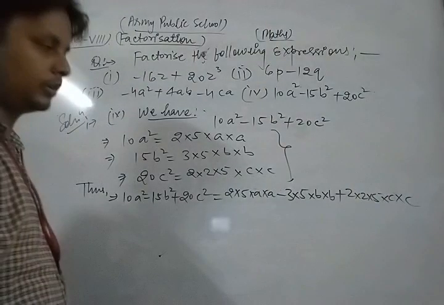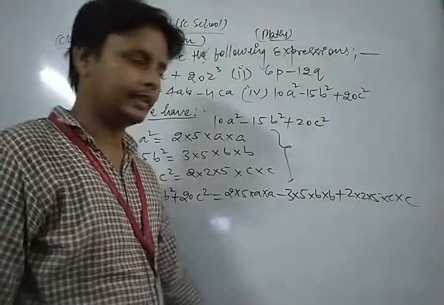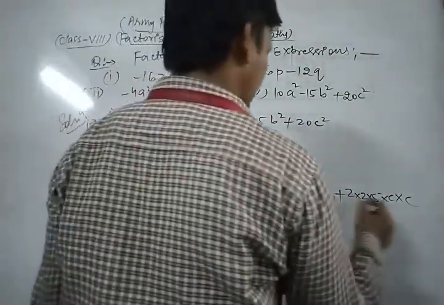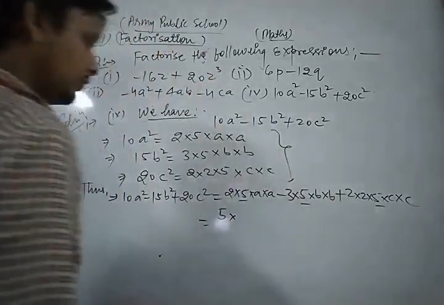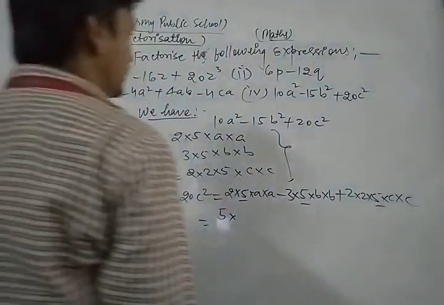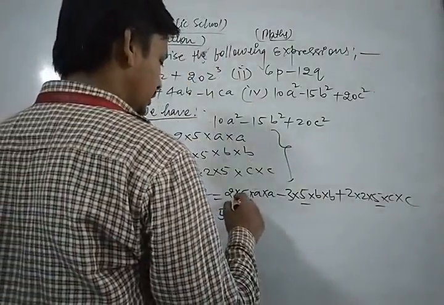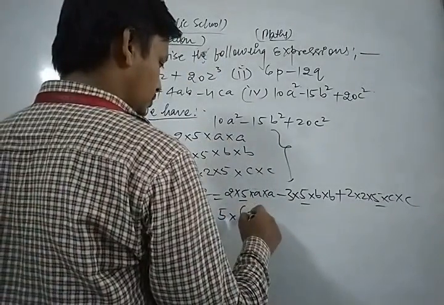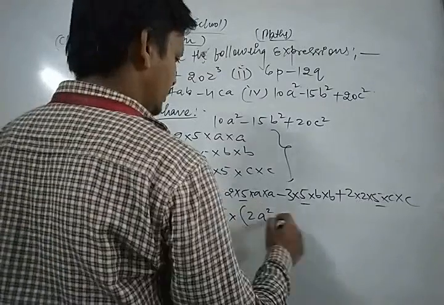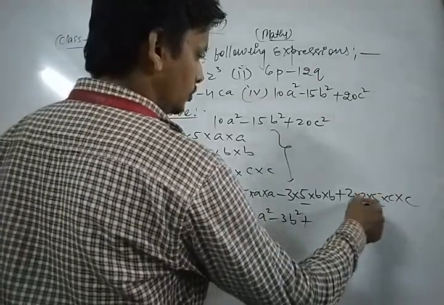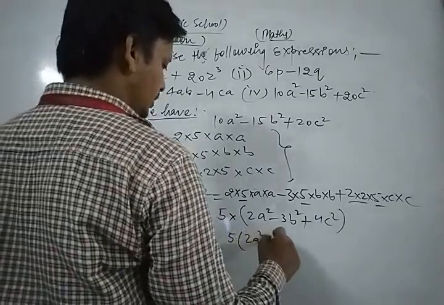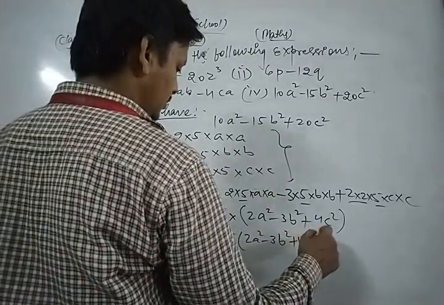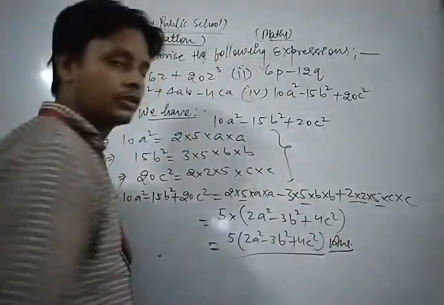Now we take their common factor. Now look, 5 is common, and no other number is common in this expression. So in bracket we get 2a square minus 3b square plus 4c square, or we can write it as 5 into 2a square minus 3b square plus 4c square. This is the required solution of the given question.